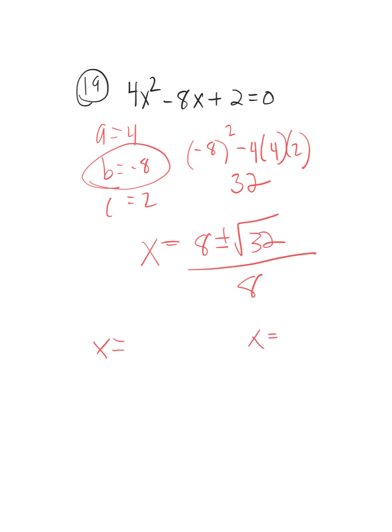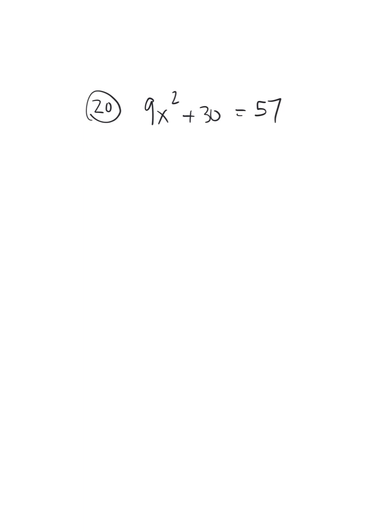We're going to do 8 plus the square root of 32, and then divide by 8. Round that, we're going to have 1.71. Go back and do 8 minus the square root of 32, and divide that by 8. Rounding that, 0.29. And there are your two intercepts.